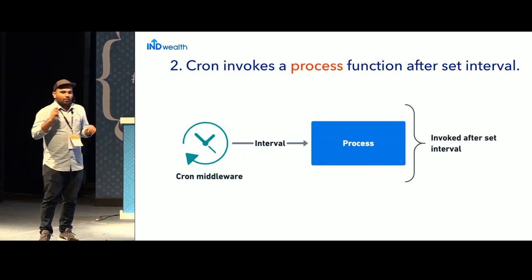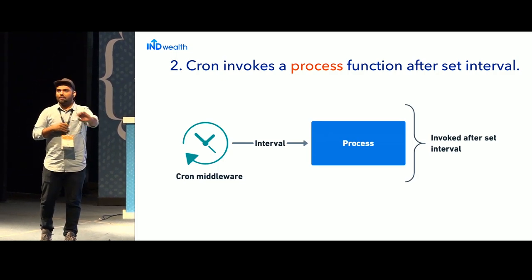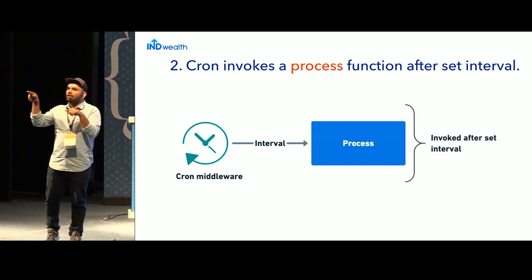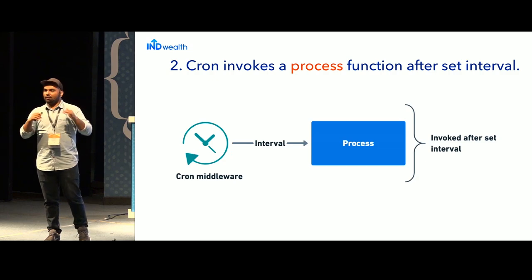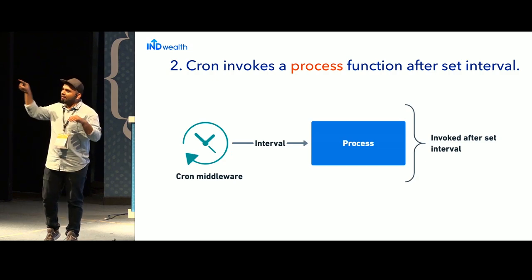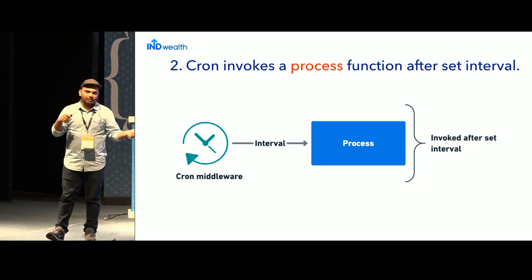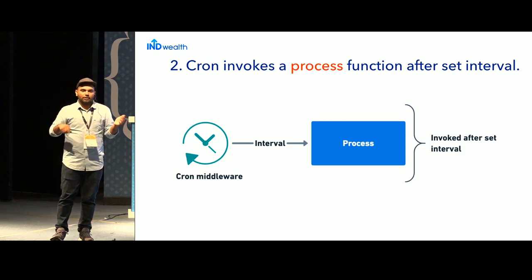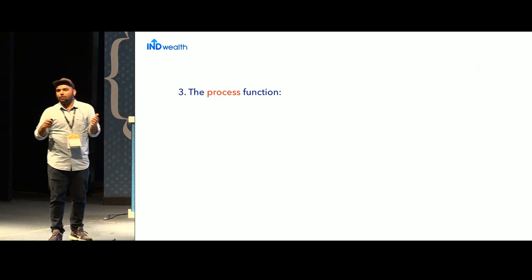Okay, moving on. We specify a single system level cron, which basically is a middleware for our node app, and that triggers a process function after a set interval. So the users that came in simply created database records, which were different tasks. And then there is this cron middleware, which invokes a process function. Now, what does the process function do? Great question. So the process function does a bunch of things.